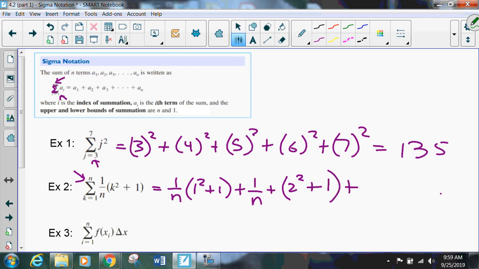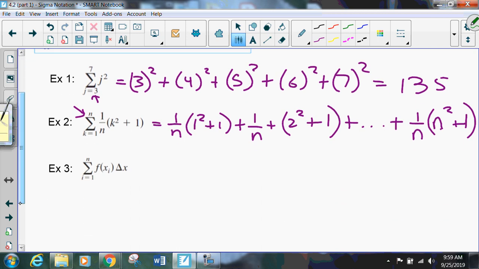How do we keep going and end at n? We show that we keep going by our dot, dot, dot, pick up another plus, and then we're going to say, look, we're always going to have that 1 over n in place, and eventually our k is going to get to n squared plus 1. All right. And we'll come back to example 2 and talk about what we can do when we do have a constant as part of our summation.